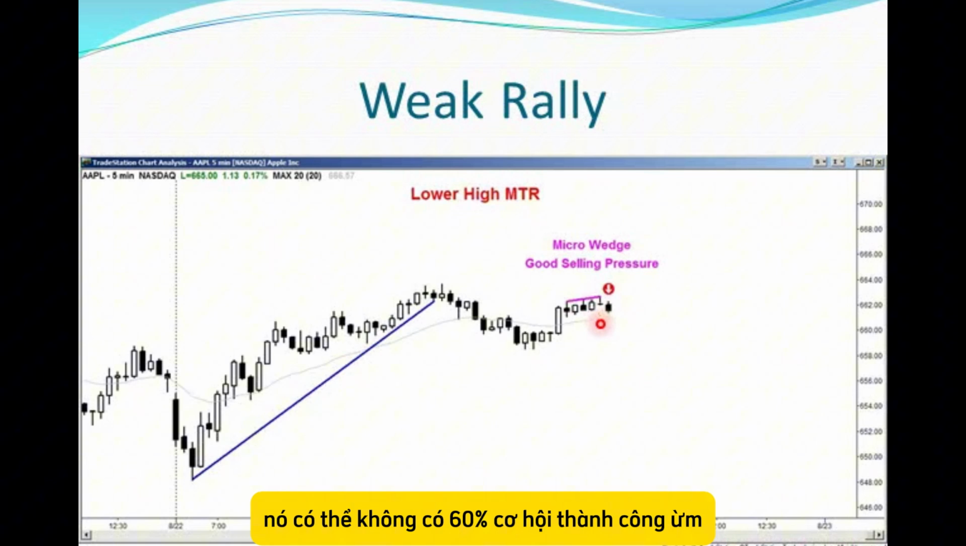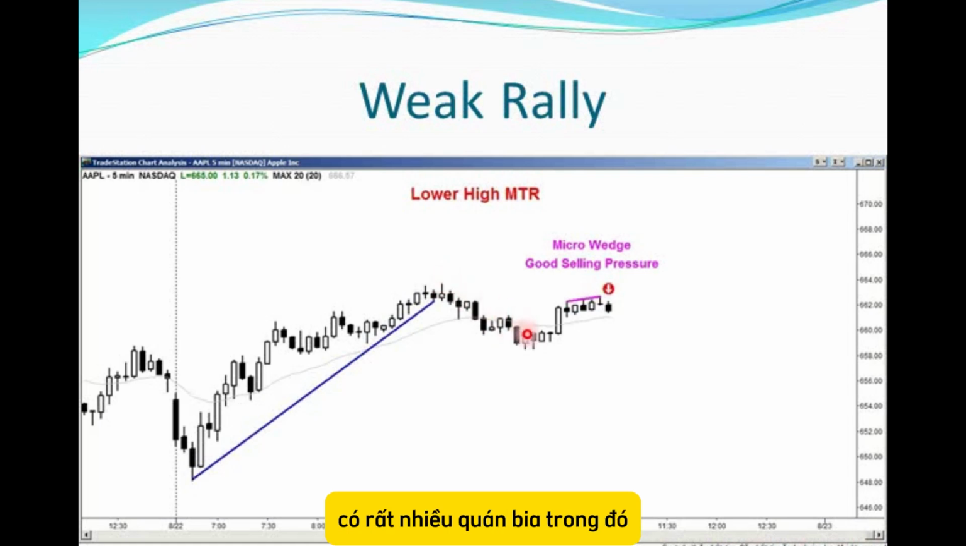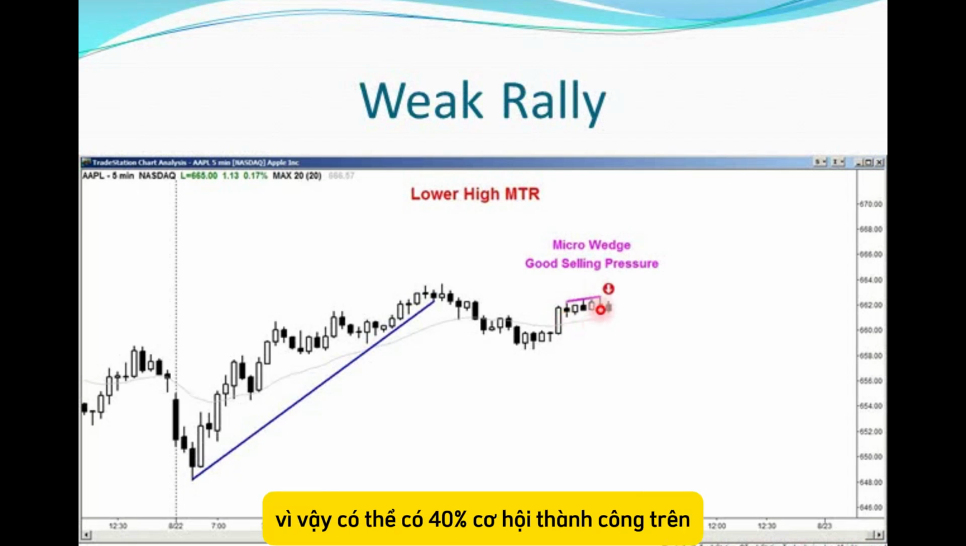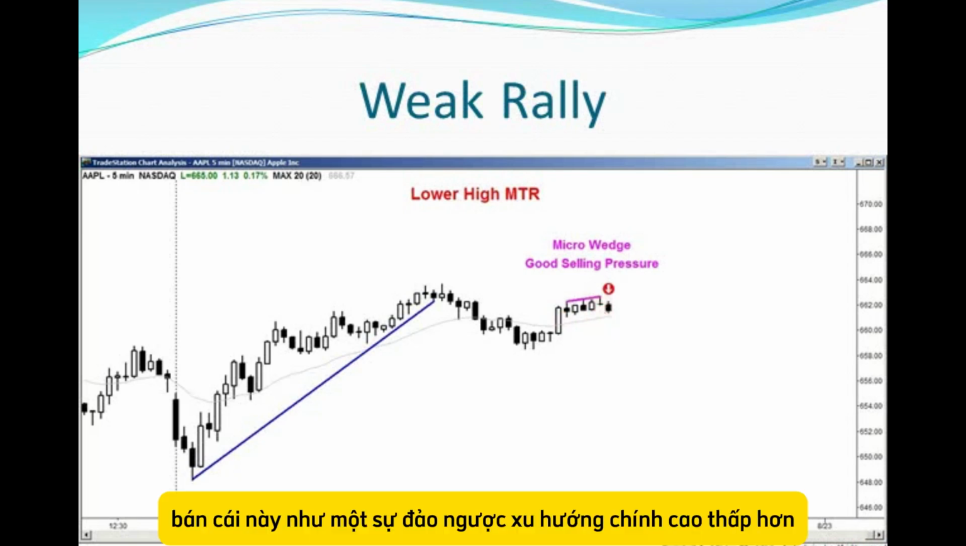It probably does not have a 60% chance of success, but you have to assume it has at least a 40% chance of success because of the 40-60 rule. Everything has between a 40 to 60% chance of success. The sell-off lasted a lot of bars. There were a lot of bear bars in it, so good selling pressure. The signal bar is not all that great. We're in a tight trading range here, so a little bit less reliable, so maybe a 40% chance of success on selling this as a lower high major trend reversal.